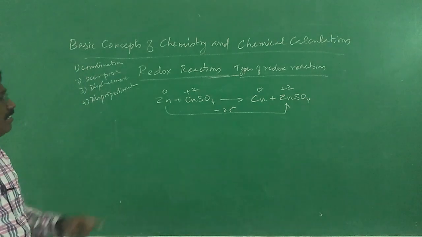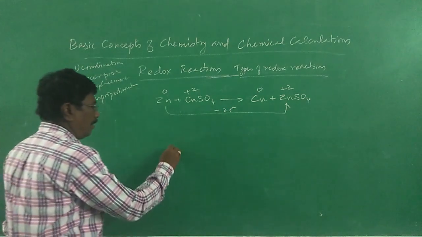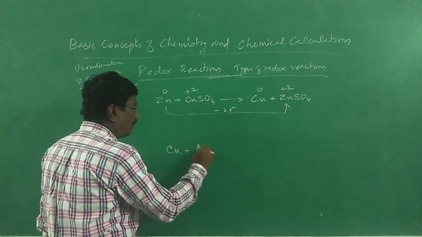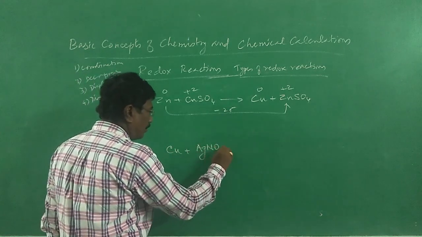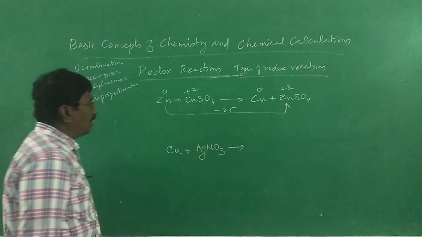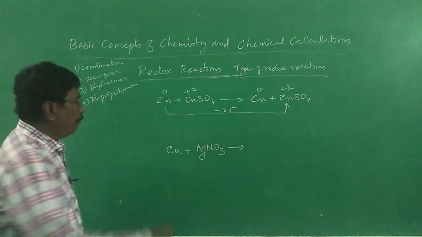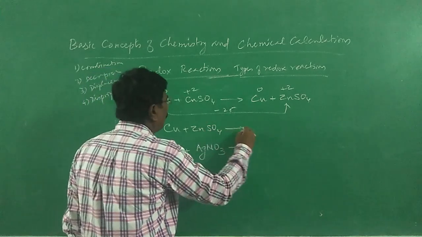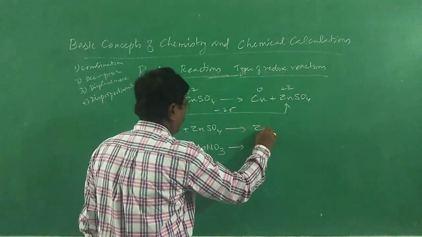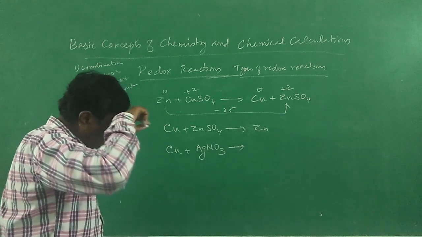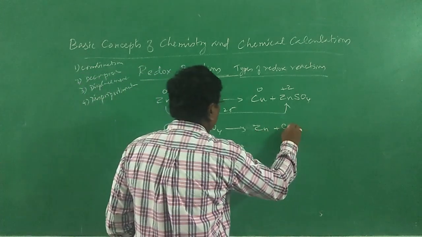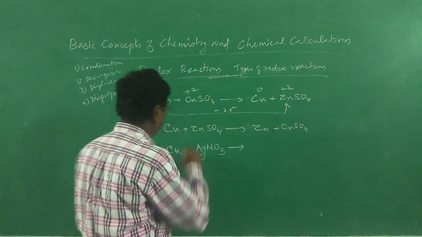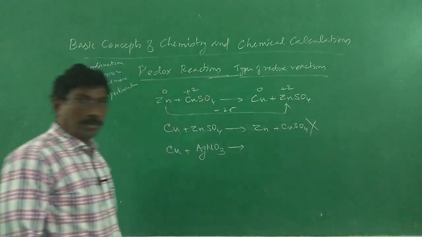But on the other hand, the same copper, when allowed to react with silver nitrate, displaces silver. The reverse is not true. Suppose copper is made to react with zinc sulfate, it is not possible. This conversion is not possible. Zinc and copper sulfate, this reaction will not happen.